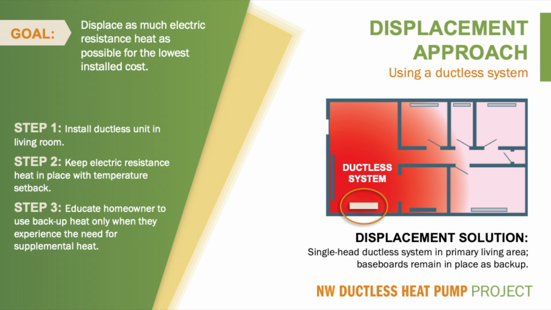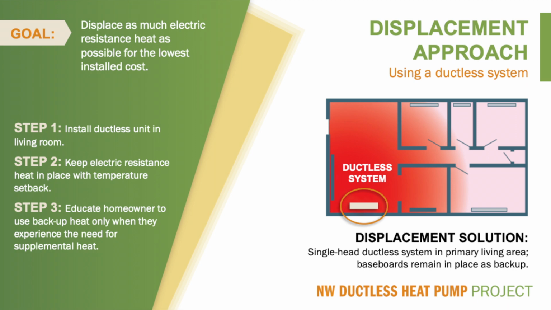Displacing electric resistance heat with a ductless heat pump is easy and involves 3 steps. In step 1, we identify the room or rooms in the home where occupants spend most of their time. The ductless heat pump is installed in this main living area. Ideally, this is the living room or family room. We select a ductless heat pump with the ability to take on all of the heating requirement for this main living area.